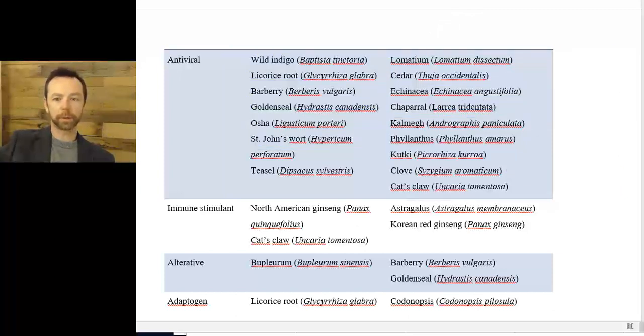Okay, now we get into the immune stimulants, and we'll review these. We'll probably review these less because we've seen these in a few other places. These are obviously our keynote herbs for this section.